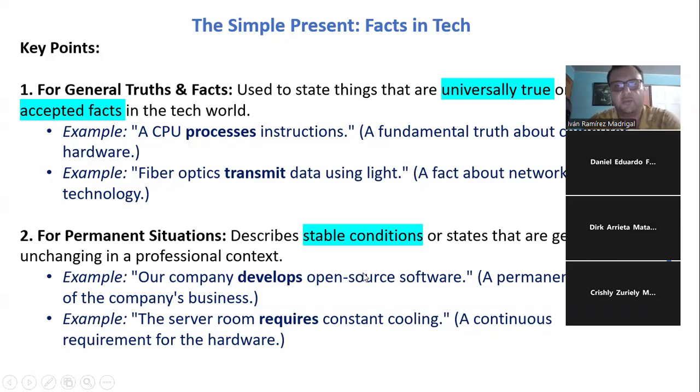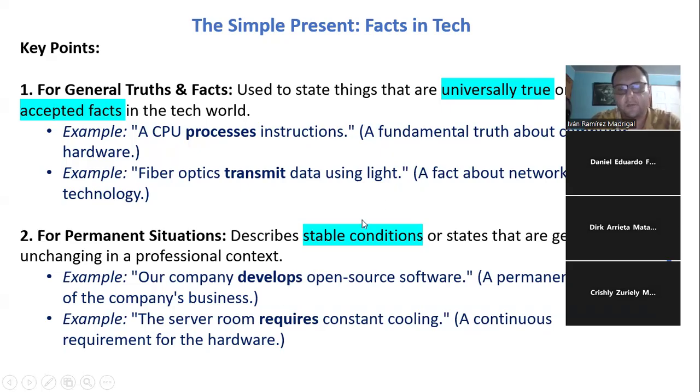It was created with the aim of producing this sort of software, right? And then we have another example. The server room requires constant cooling, right? Constant cooling gives me the idea I need a stable situation, a state of being things, constant cooling. Otherwise, the server would break, right?